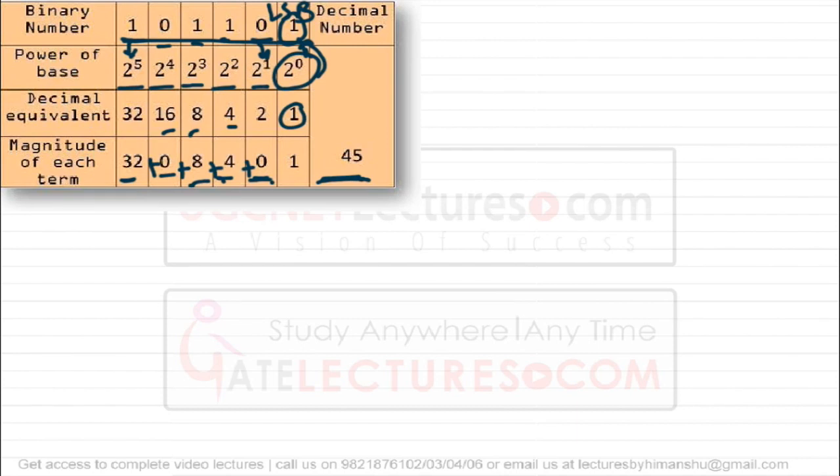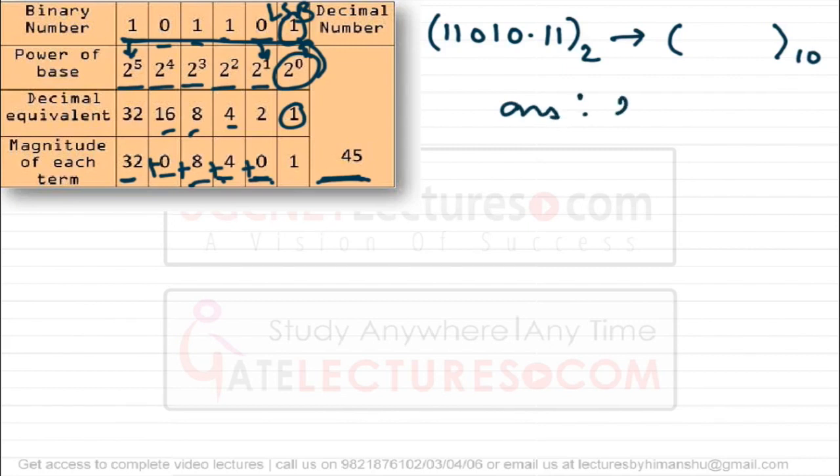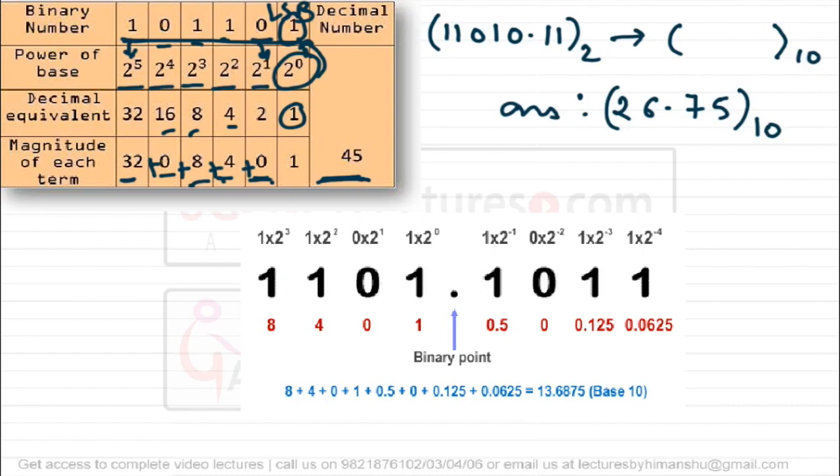Let us look at one more example. You practice it yourself. Convert 11010.11 into a decimal number. I am giving the answer here, you can practice it yourself. The answer is going to be 26.75. This is going to be the decimal equivalent for this number. Now look at one more example.